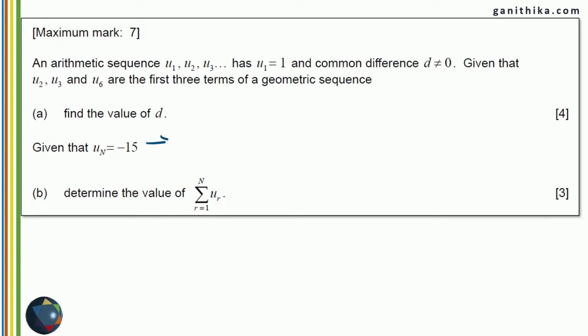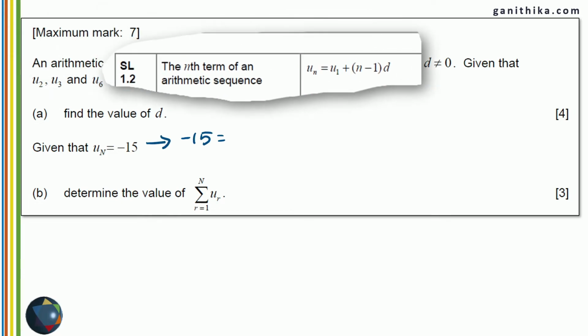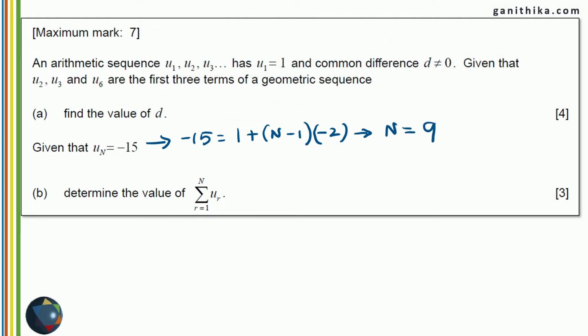So un is nothing but, from the formula booklet, u1 plus n minus 1 times d, right? So you use that. We have that u1 is 1 and d is negative 2 just from the question A. So substitute the value of u1 and d in the formula and rewrite capital N as small n. So this is the equation in n. Simplify, you will get the value for n to be equal to 9. So this is the information. This is the final result you are getting from the information given.